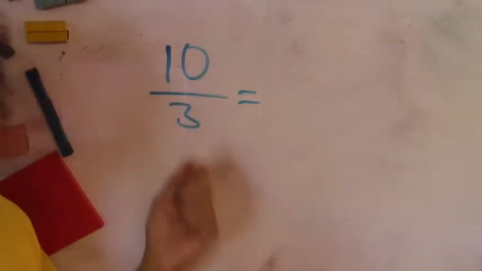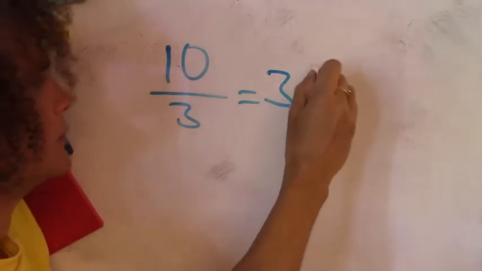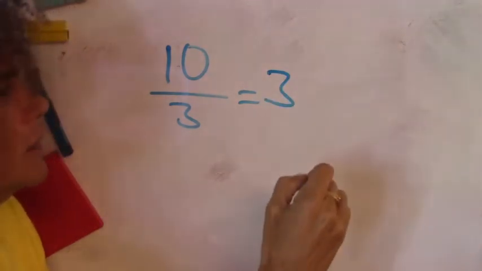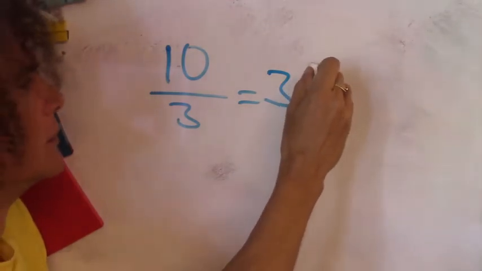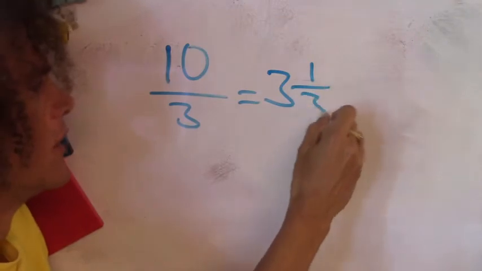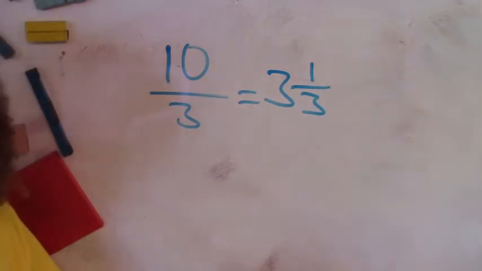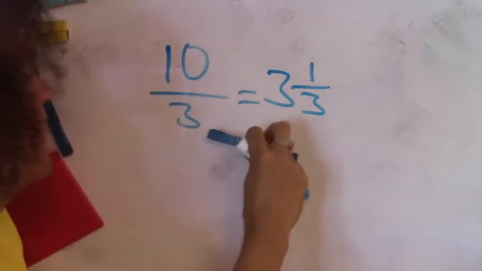Okay, 10/3. How many times does 3 go into 10? 3 times. But there's a remainder. 3 times 3 is 9, so there's a remainder of 1. That 1 goes over 3. There you go, 3 and 1/3. That's how you do it. Excellent.